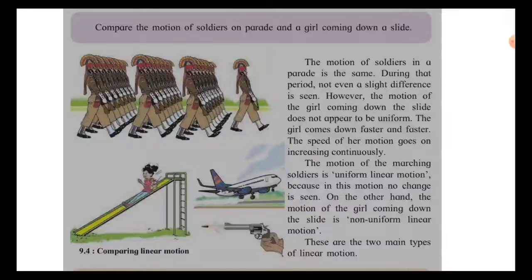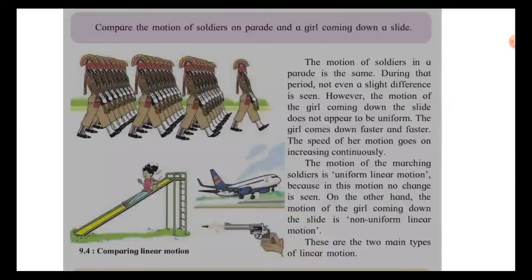Compare the motion of the soldiers on the parade and the girl coming downward on a slide, और a gun being shot and an aeroplane. ओके, ये सबका मोशन अगर आप देखोगे तो ये लोग सब एक सेम डायरेक्शन में ट्रैवल कर रहे हैं और एक स्ट्रेट लाइन में ट्रैवल कर रहे हैं. Therefore, these types of motion are called linear motion.